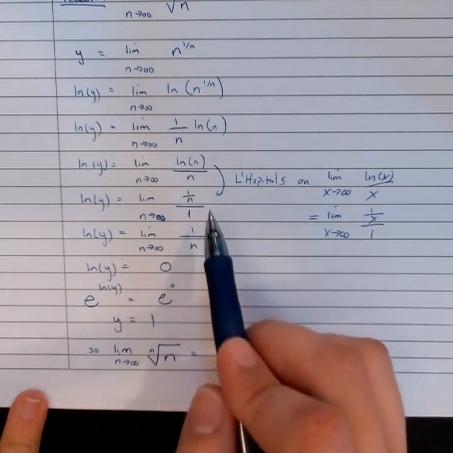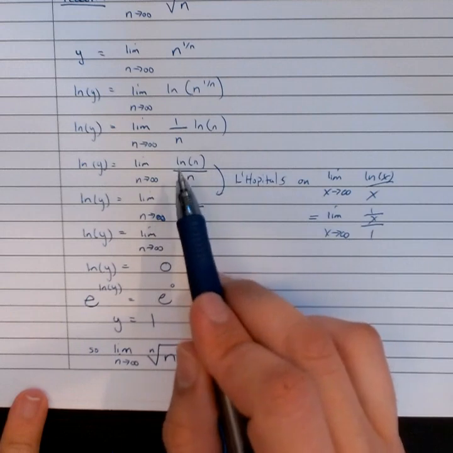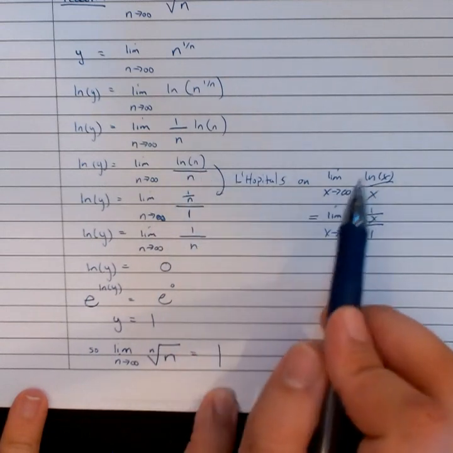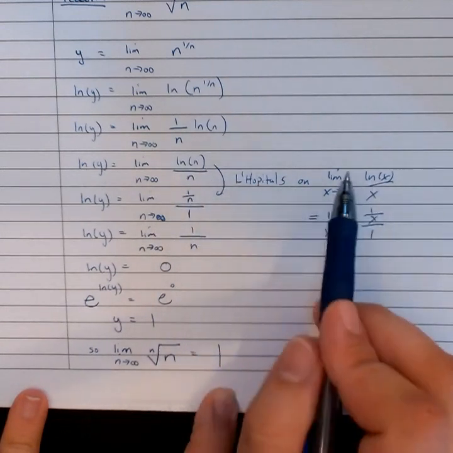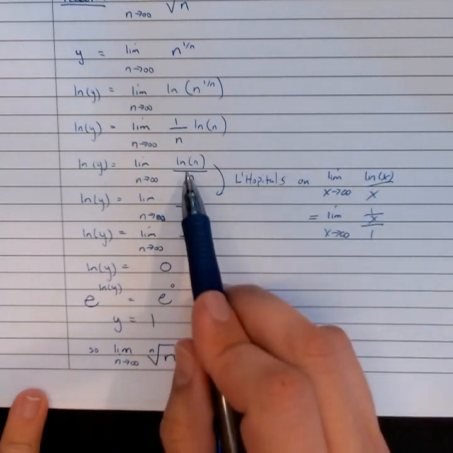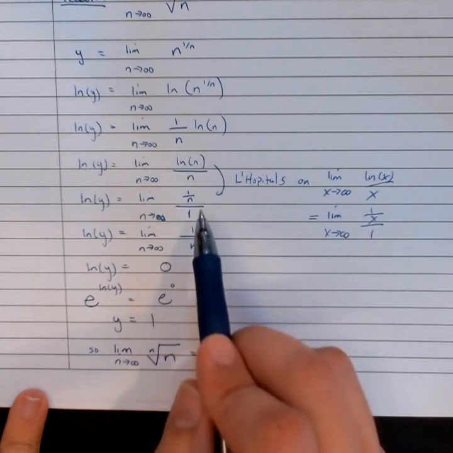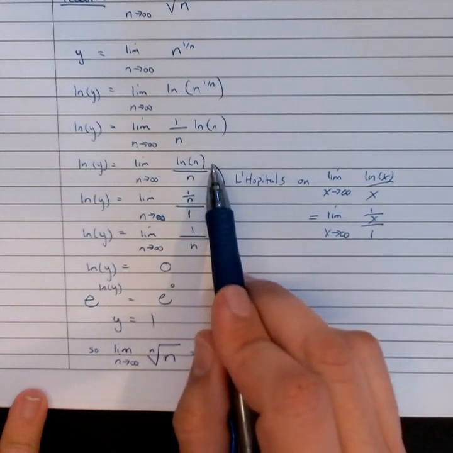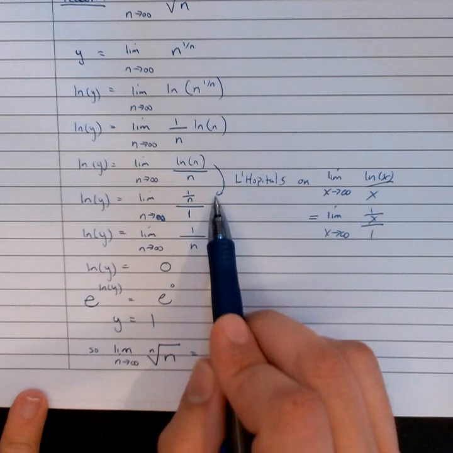But what I'm using here is the fact that these are just the discrete cases of this continuous function. So if this limit is equal to that limit, well then the discrete limit here must equal the discrete limit here. So technically, the statement that from here to here is L'Hopital's rule is incorrect.